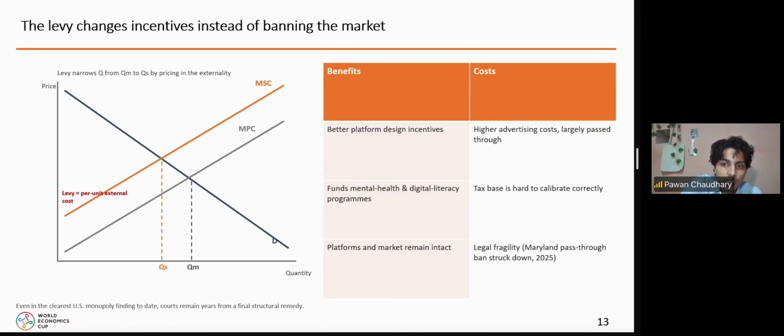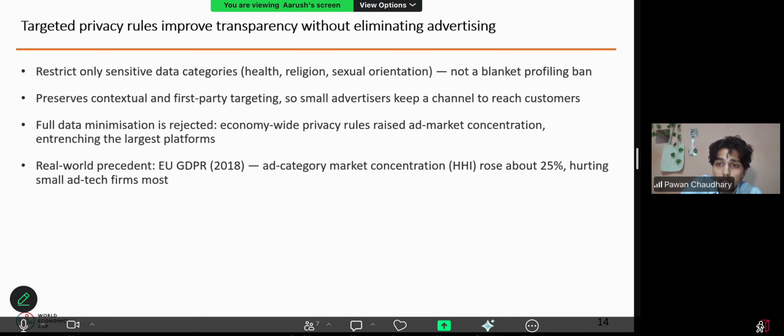Moving to the next slide, targeted privacy rules, which improve transparency without eliminating advertising. Our third proposal narrows option A. Instead of banning profiling outright, we restrict only specific categories like health, religion, and sexual orientation, and leave contextual targeting alone. So why not go further? We already ran that experiment. The EU GDPR got close to full data minimization, and it backfired on the groups we are protecting, like small advertisers and small ad tech firms. And ad category market concentration went up about 25% at the biggest platforms that had their own data.